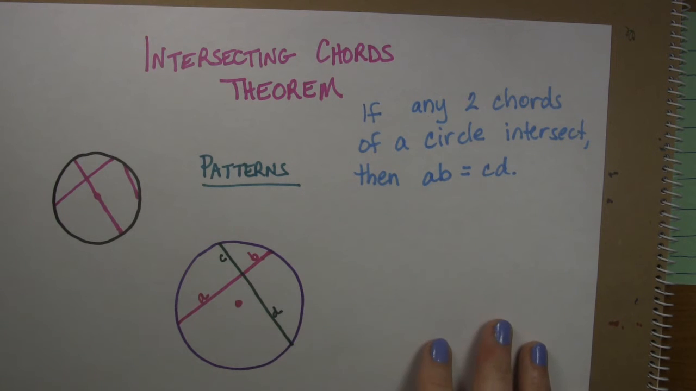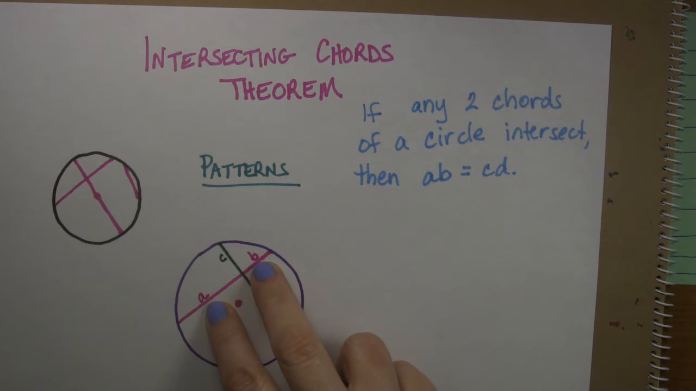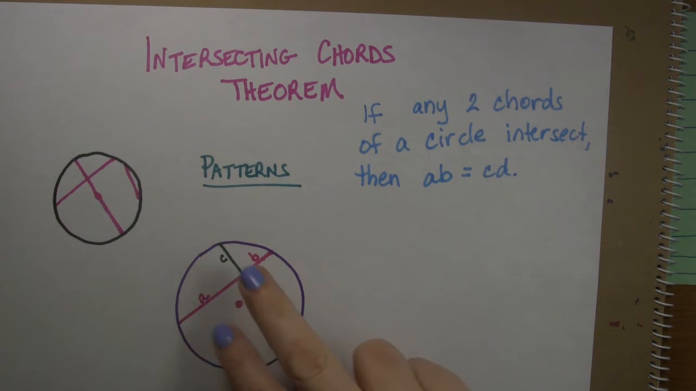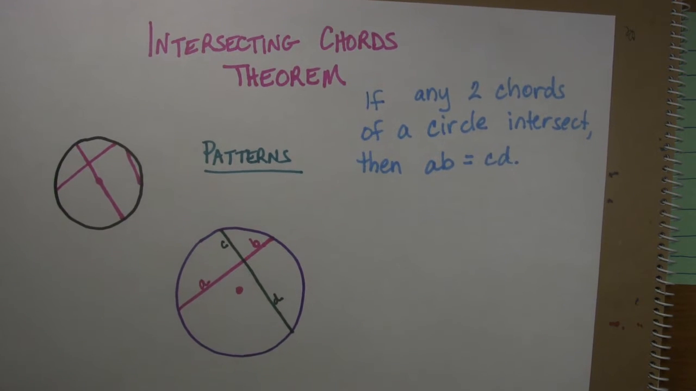And what the intersecting chords theorem tells us is that if you take A times B, you get the same as C times D. Not A plus B, right? Because this chord doesn't have to be the same length as this chord. But A times B equals C times D.